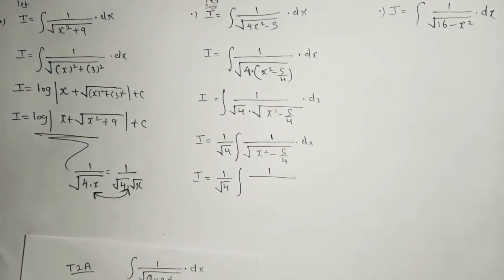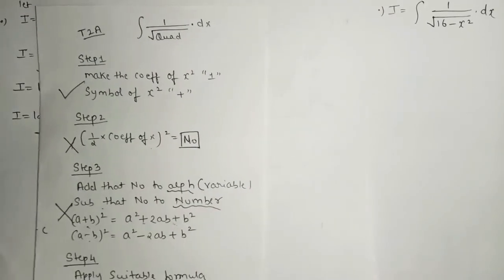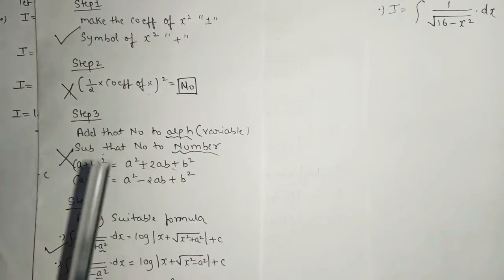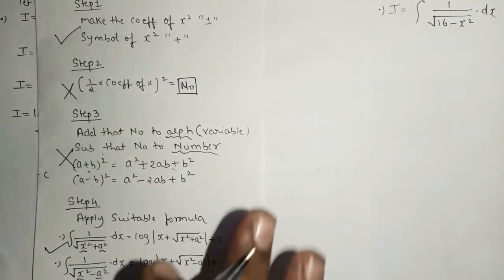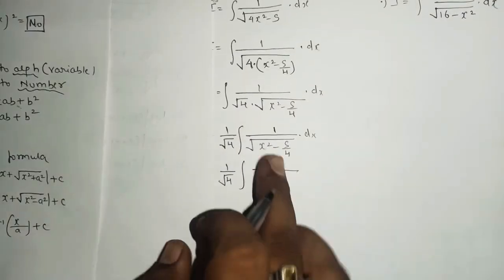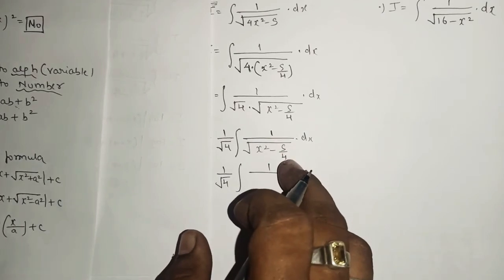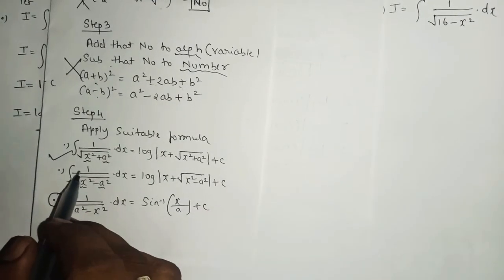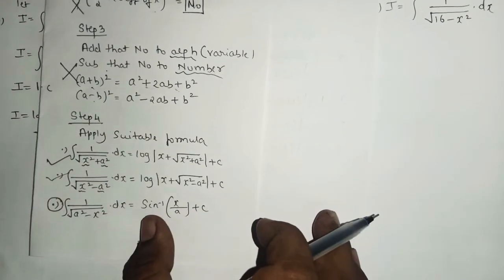As the middle term is absent, we know what step we have to follow. We have to follow step 1 and step 4, and skip steps number 2 and 3. We had made the coefficient of x square 1 and the sign was already positive. We'll check the formula now. As here we have x square minus a number, so minus, we come to the conclusion that we have to apply the second formula, yes or no?